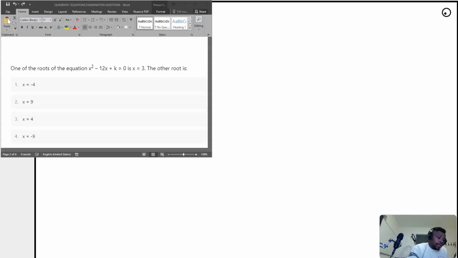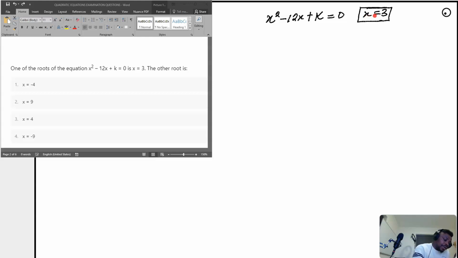One of the roots of the equation x squared minus 12x plus k is equal to 0 is x equals 3. So we're asked to find the other root. Whenever you are given one root and you're asked to find the other root and you have the quadratic equation, you just need to substitute the value of the root that you have in the quadratic equation to get the constant value, then you factorize or you solve using the quadratic formula.